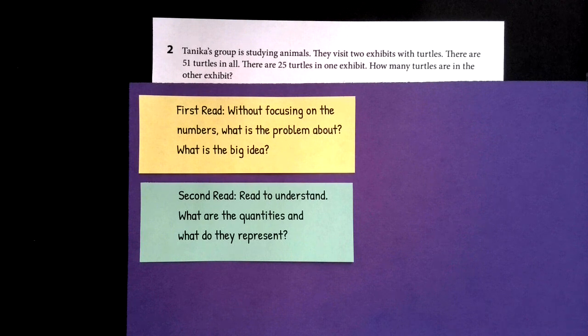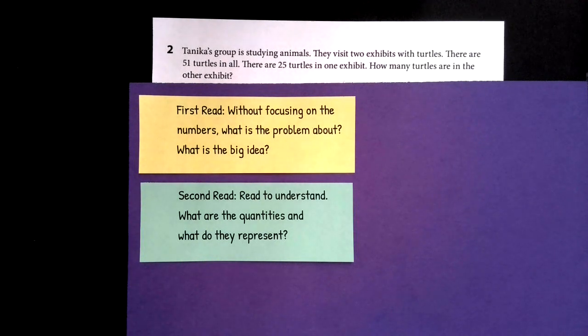So Tanika's group is an unknown number. We don't know how many people. Actually, we do. We found out in the other problem, but I don't know if we need to worry about that one. There are 2 exhibits. There are 51 turtles in all. That means there are 51 in those 2 exhibits combined. There are 25 turtles in one exhibit. And how many are in the other? So let's see. 51 turtles in all, 25 turtles in one. How many in all? Well, I see those 2 numbers, but I also see an unknown. And I think the unknown is how many turtles are in the other exhibit.